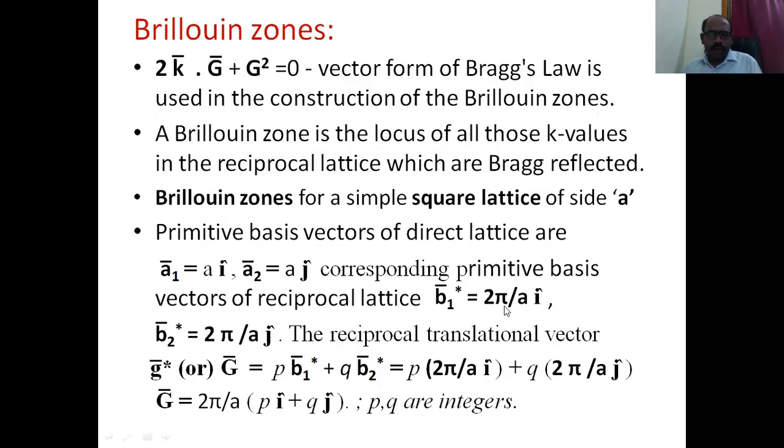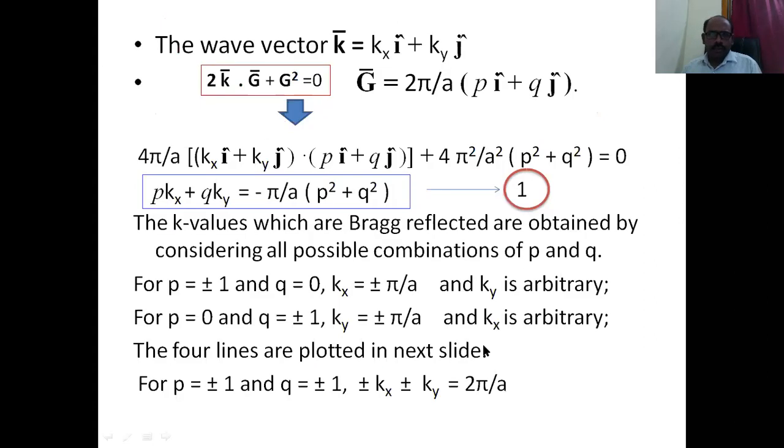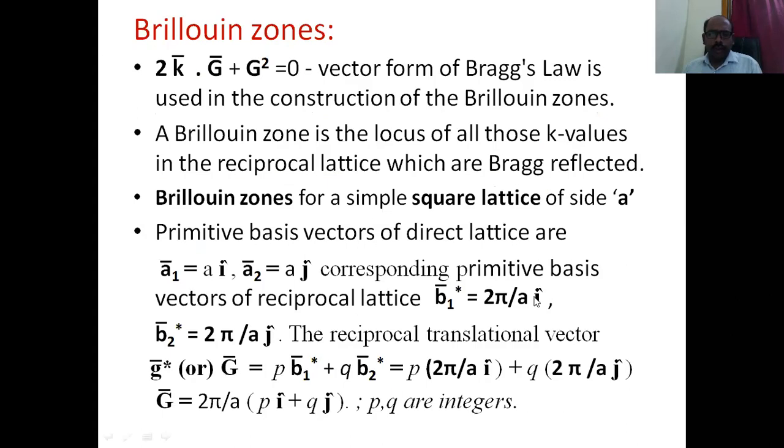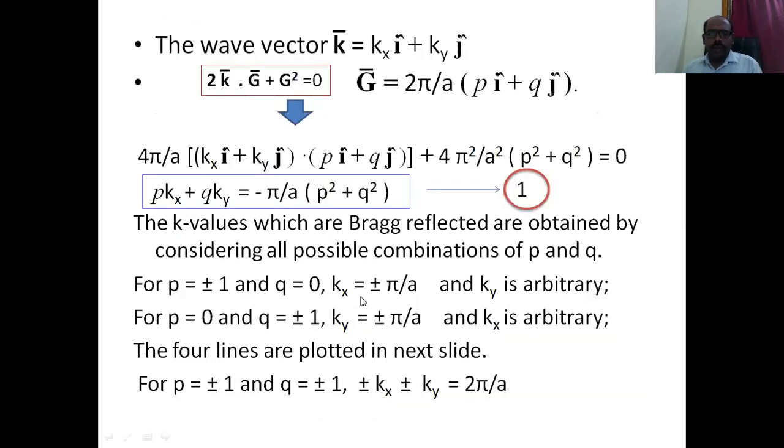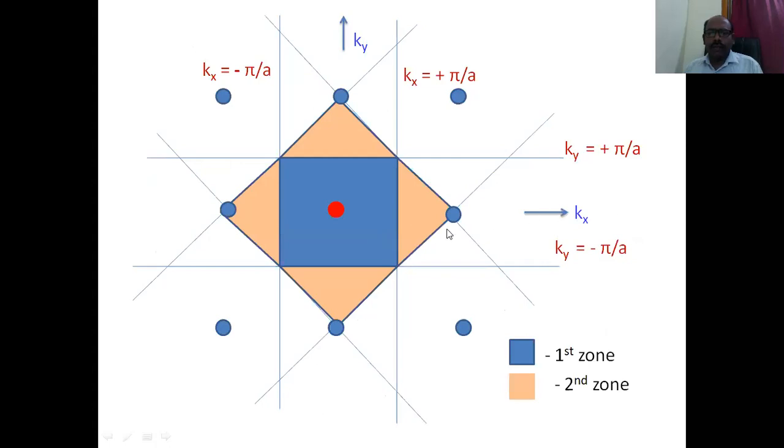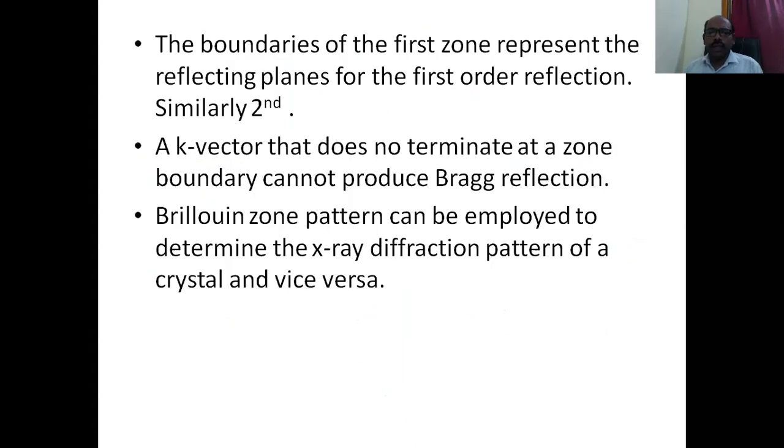So here we have b1 equal to 2 pi by a i cap. But the kx came at pi by a, that is half of the value. Similarly, for x cap, at half of the distance the vertical line is drawn. So similarly, in other directions also we can extend the same analogy to 3D.